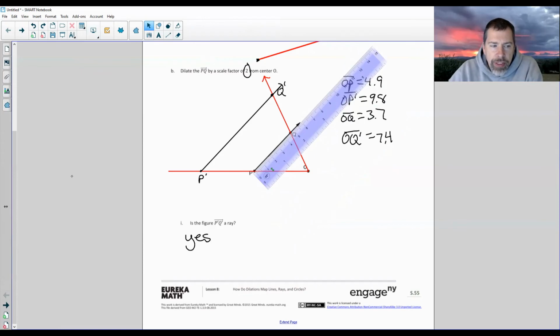P prime, Q prime is a ray. So can we dilate a ray? And the answer is yes. If you have a starting point and a point on the ray, then the point that's on the ray does get moved further from the initial location.